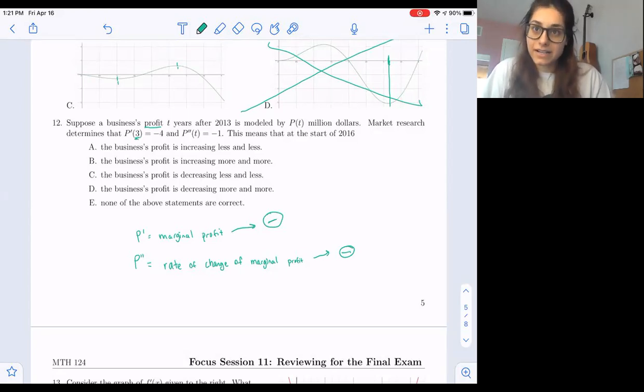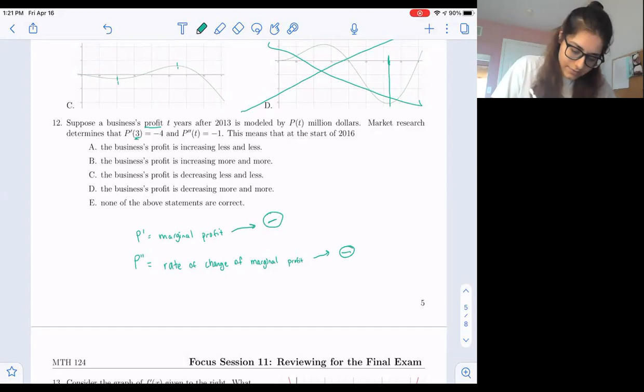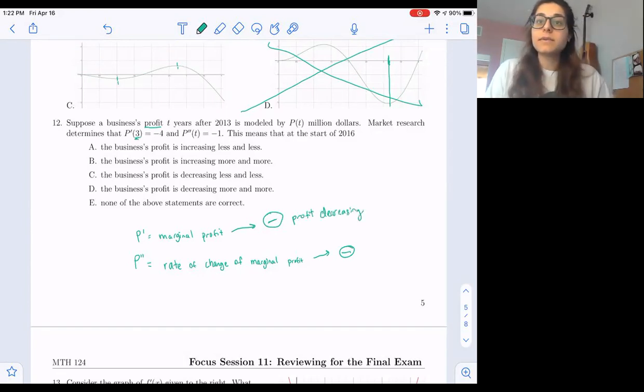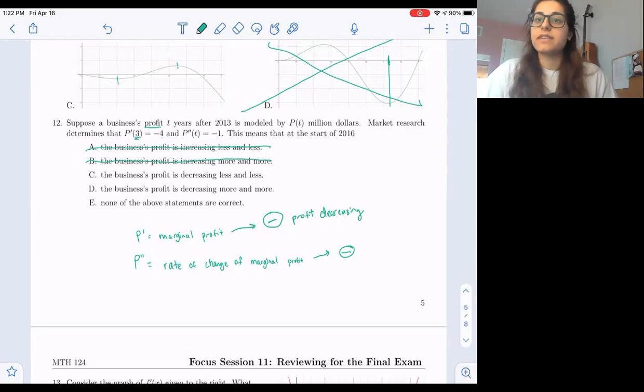All right, so we know that the first derivative is negative, right? So if our first derivative is negative, the original function is decreasing. It's going this way. That means our profit is decreasing. This type of question is kind of known as a 2x2 because you can see increasing and decreasing and then less and less and more, so we can eliminate half of the choices. We know for sure the profit is decreasing. It's not increasing. We know that because our first derivative is negative.